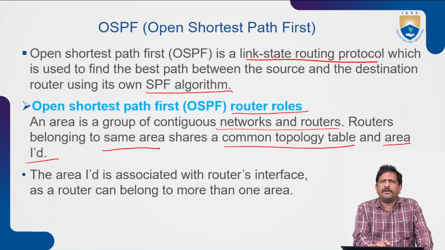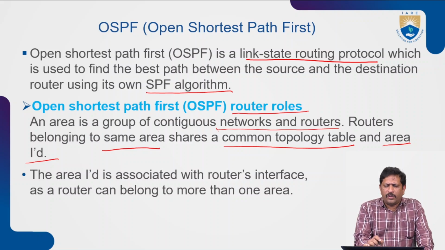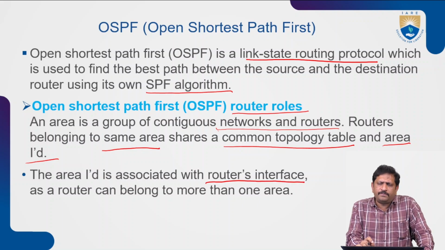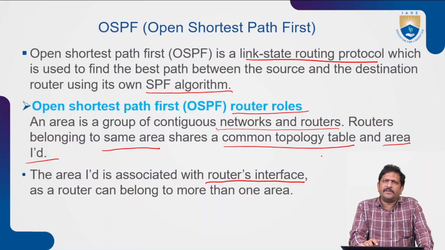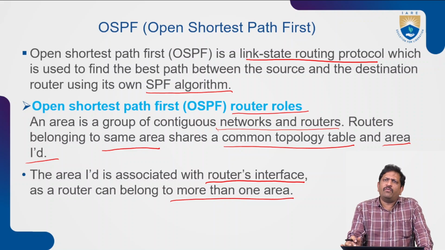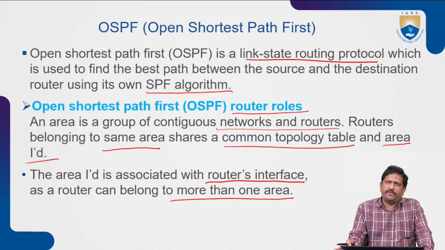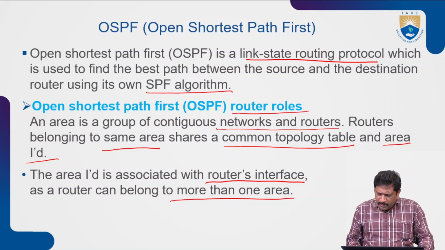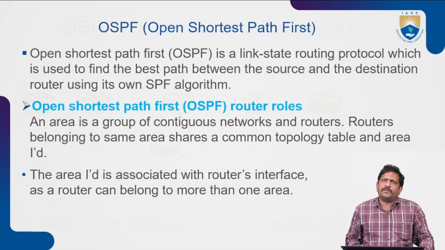These area IDs should be associated with the router's interface. With the help of these area IDs and interfaces, connectivity can be established from one router to another router over the same network area. A router can also belong to more than one area. The same router can be utilized in more than one area, that is an outbound router. If it belongs to the same area, we can say it is an inbound router. If it is shareable, we say it is a shareable router.